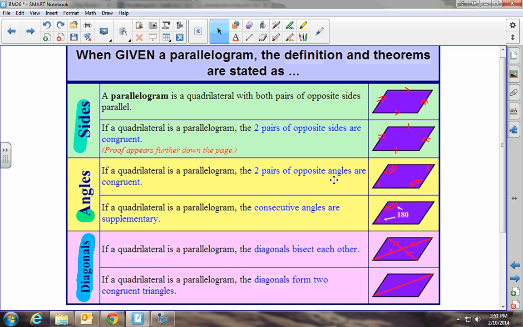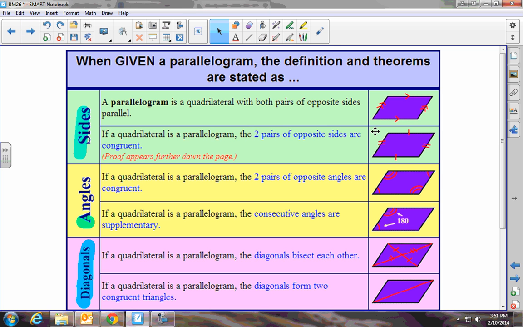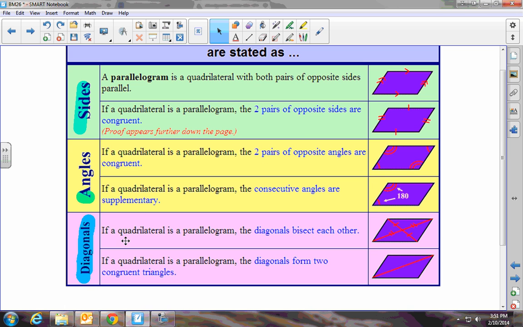Okay, next with angles, this tells me that opposite angles are congruent, and this tells me that consecutive angles are supplementary. And you'll remember that from when we did our parallel lines and transversal, that consecutive angles were always supplementary. So this should be review for you. Last, let's look at the diagonals.